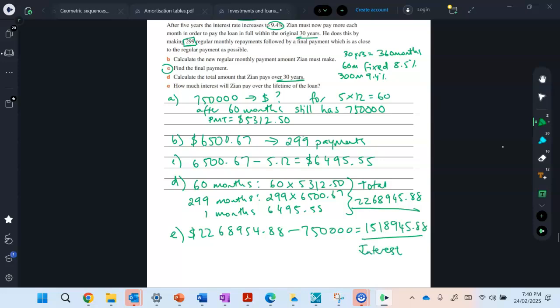All right, which looks like a lot, and it is a lot, but think, this is 30 years. So 30 years of your loan. You guys have only been alive for what, 16, 17 years. So 30 years, a very long period of time.